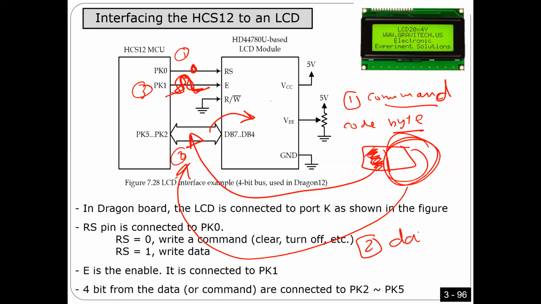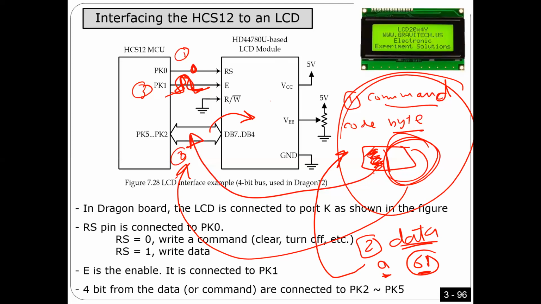Number 2. What if you want to send data, a character? For example, I want to display the letter A. That means I have to send 61, which is the ASCII of A. What should I do? Exactly the same thing as a command. Only one difference: this one has to be 1, not 0. Any questions?